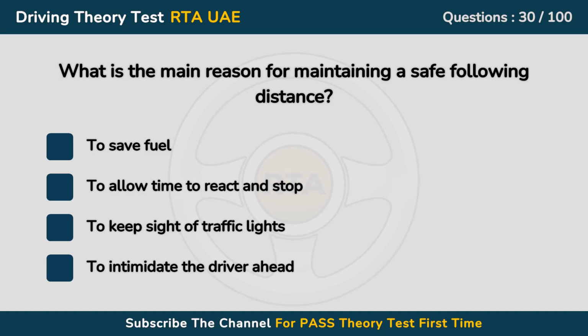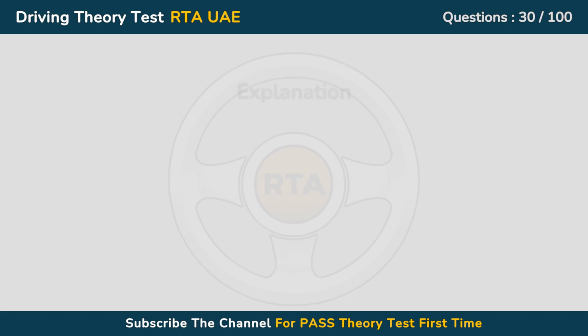A. To save fuel. B. To allow time to react and stop. C. To keep sight of traffic lights. D. To intimidate the driver ahead. Answer is B. To allow time to react and stop.